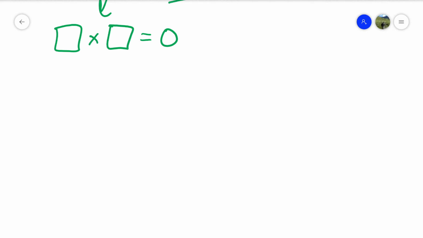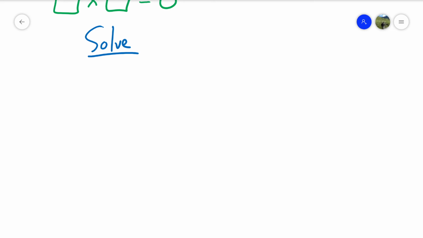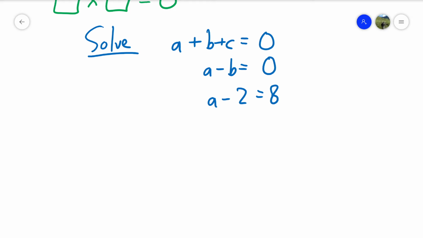Let's do the next question. The next question has 3 equations, so don't pause the video yet until I've written all 3 equations down. There we go. Go for it. And first of all, I'm just going to write out the answers, because that way you can see whether you got it right. a is 10, b is 10, c is minus 20.